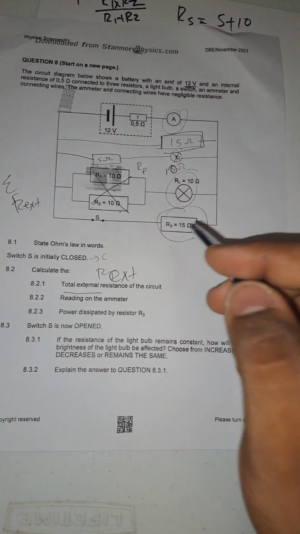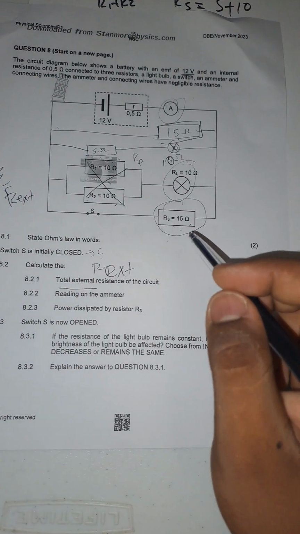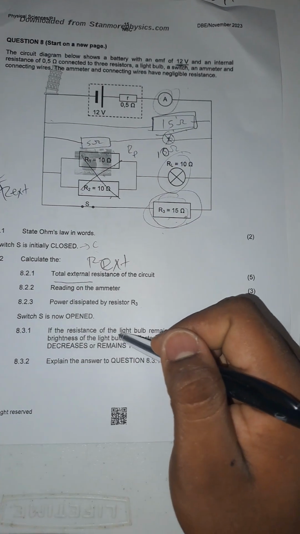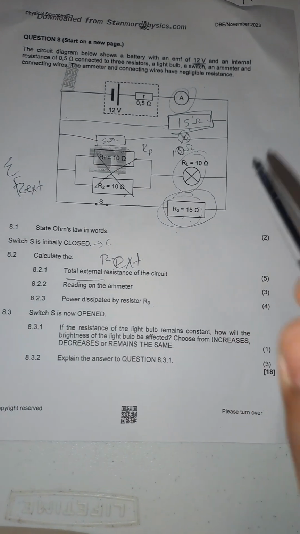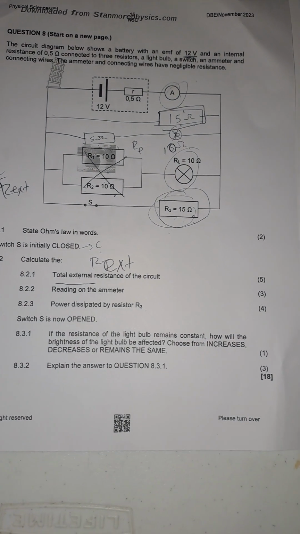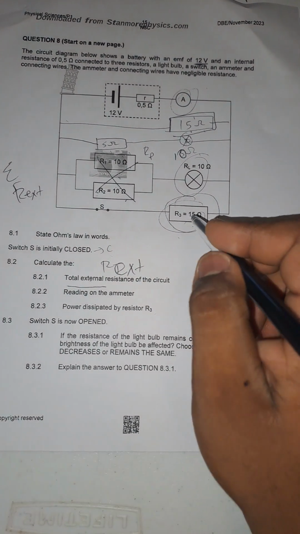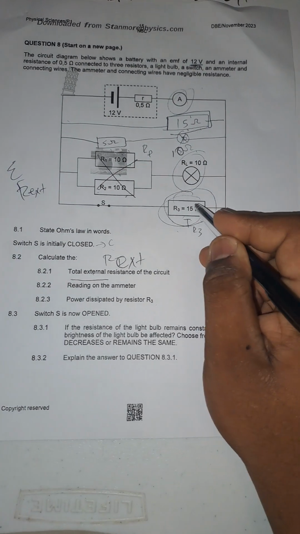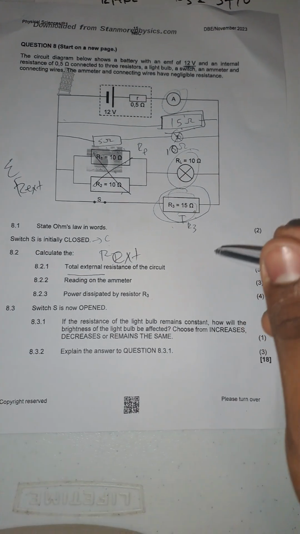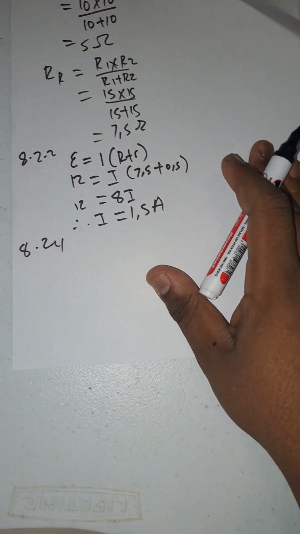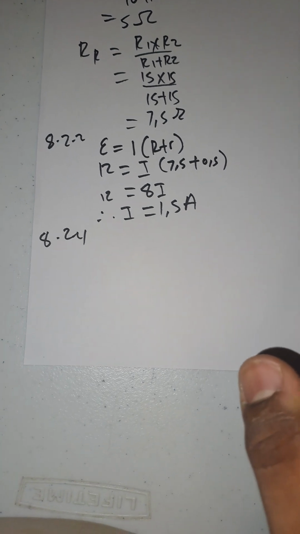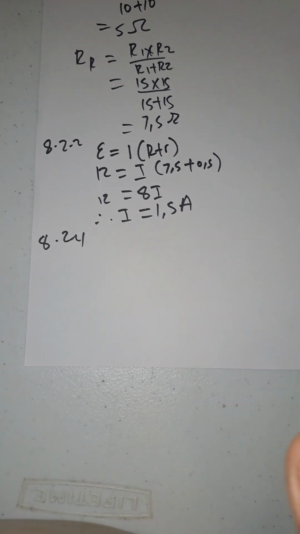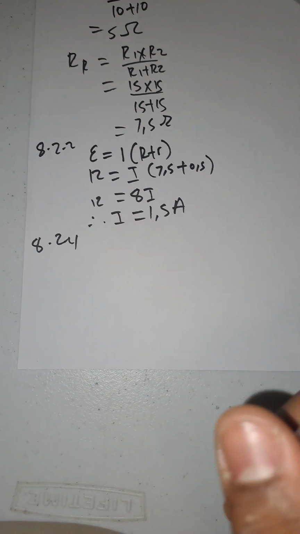Why am I saying that? Remember that in our circuit, R3 and this 15 are in parallel, meaning that they have different currents. They do not have the same current. So we'll have to start by calculating the current on R3, because R3 and this resistance have different currents. Now we'll simply calculate the current on R3.